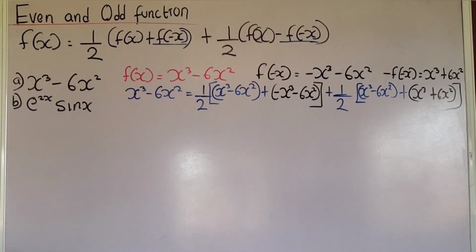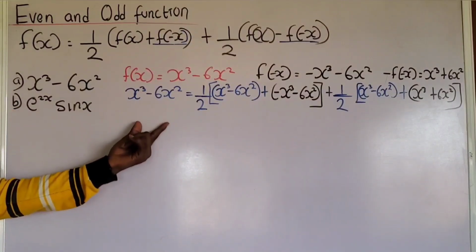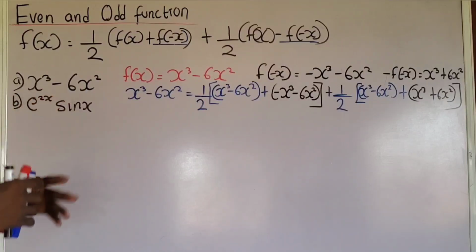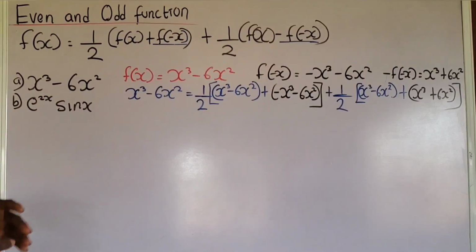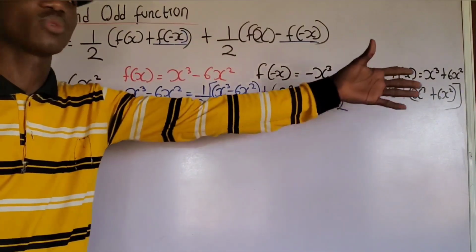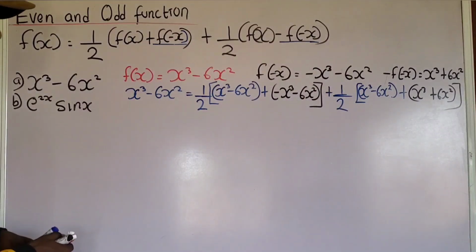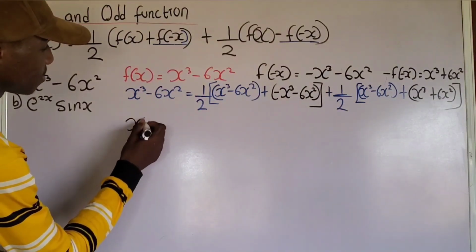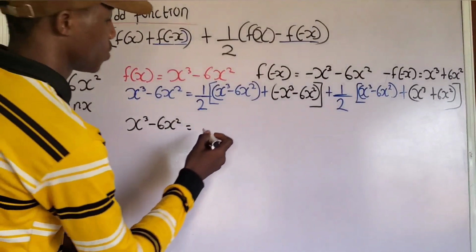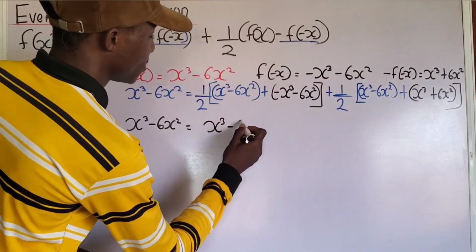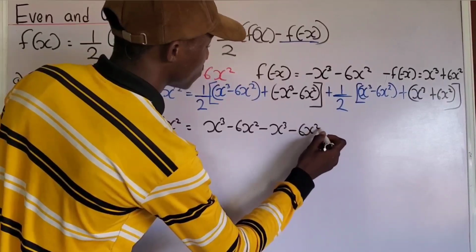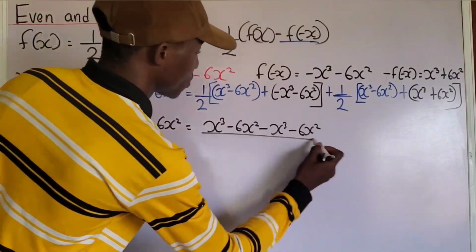Now the goal is to test whether this side is equal to this side. If this side is equal to this side, that means the first function, x cubed minus 6x squared, can be written as the sum of an even and an odd function. You understand? Because this one is even while this one is odd. Let's proceed. For this, I'm going to have x to the power of 3 minus 6x to the power of 2.